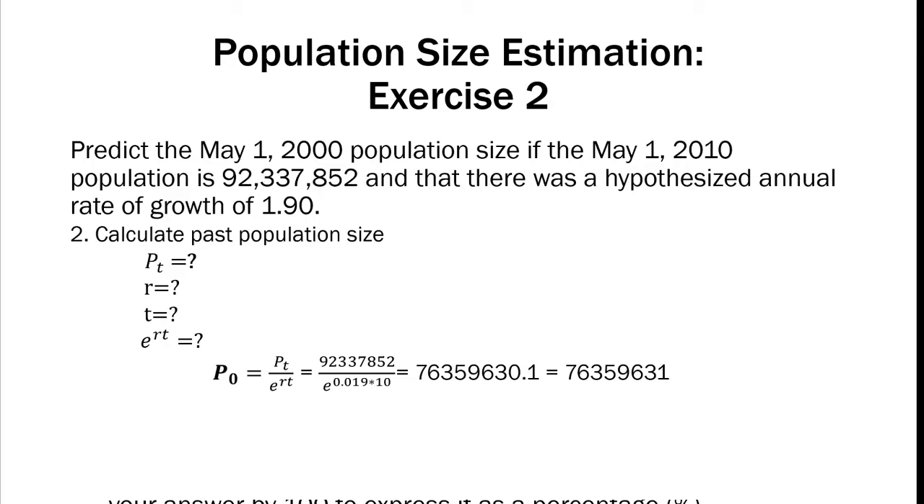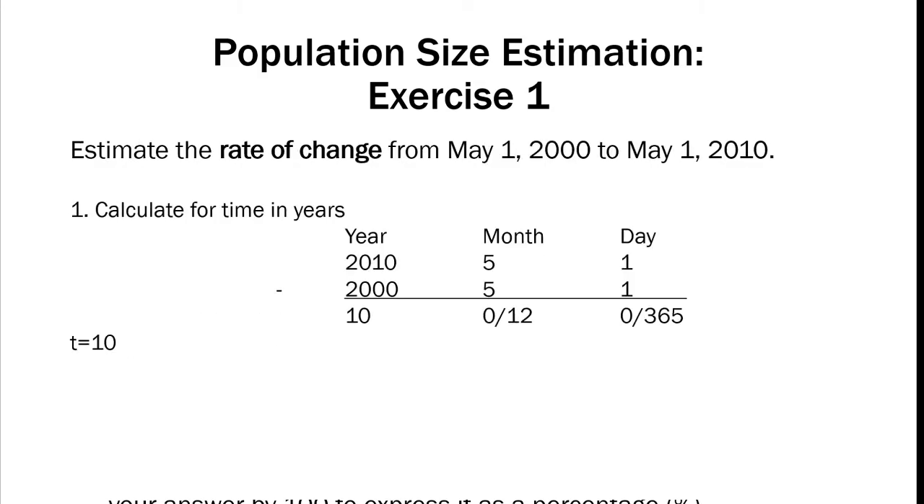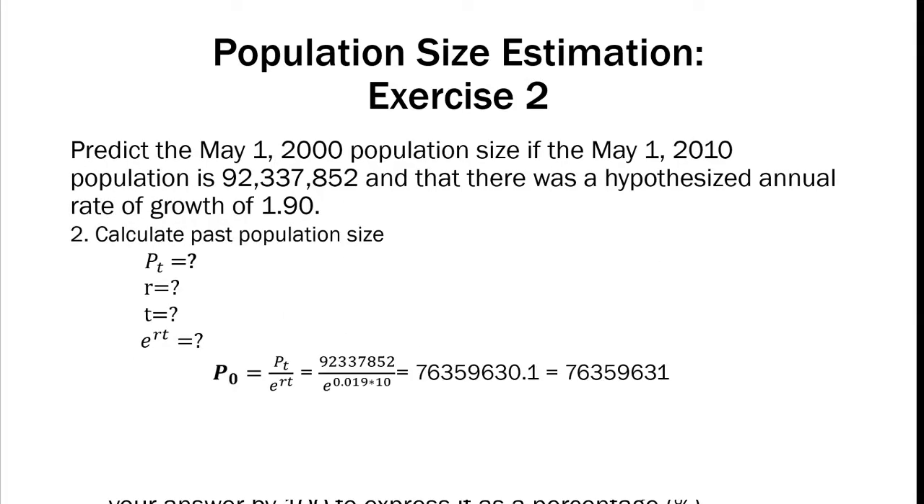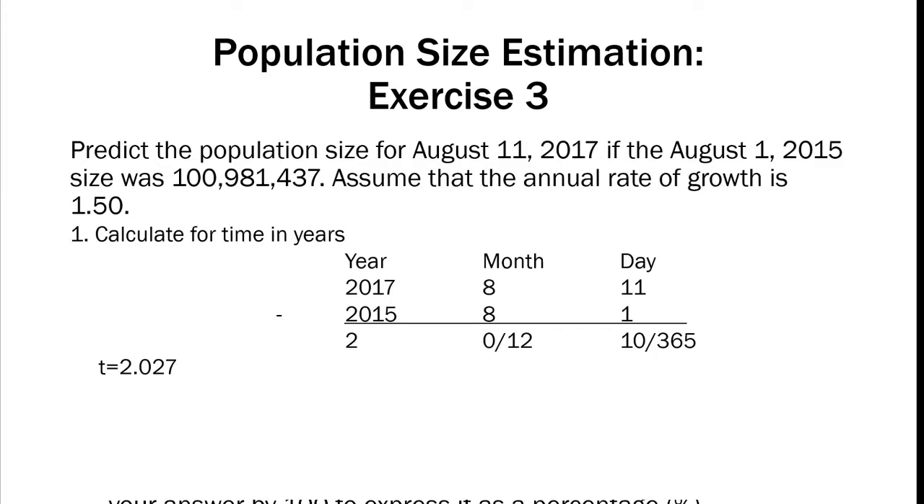The answer, instead of being 76,359,630.1, is 76,359,631. Okay, let's compare this with the data in the table. 76,359,631 versus 76,506,928. So we are still getting relatively close estimates, which makes us think that, okay, the formula that we are using is indeed reliable. Okay, let's have the third one.